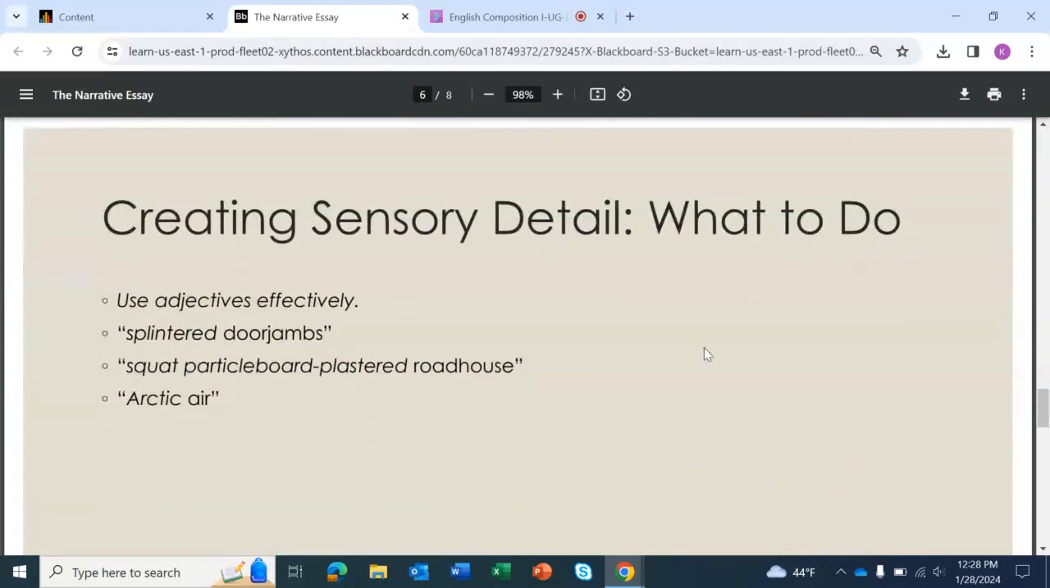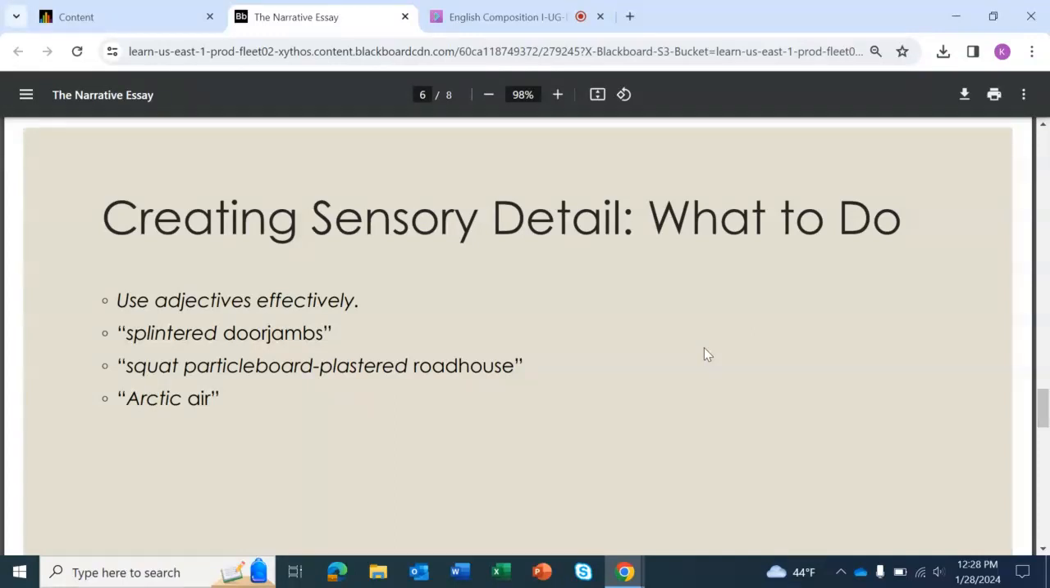Now, once you have done all you can with your verb and your noun, that's when you worry about adjectives. Many people think that when you're describing something, you just have to add a bunch of adjectives. You don't. Instead, start with the verb, then work on the noun, and then you can think about adjectives. Adjectives like the splintered door jambs or the squat particle board plastered roadhouse. Or it's not just cold air, it's Arctic air.